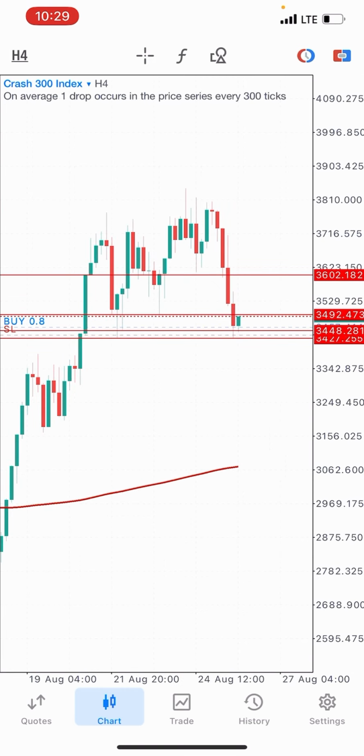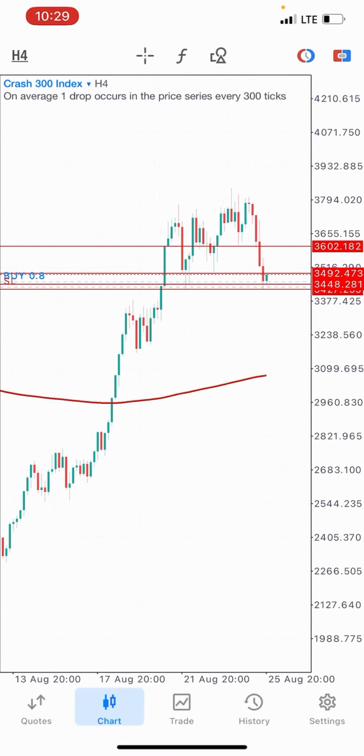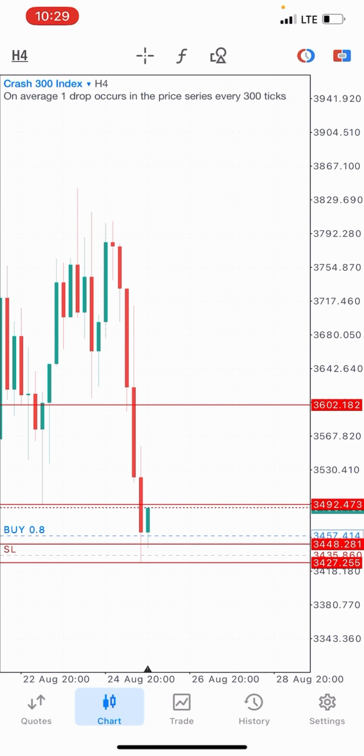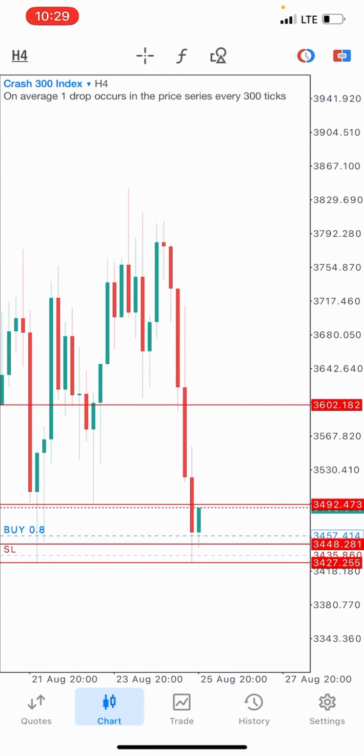The only work of this MA is to let me know the trend, the market trend, if it's an uptrend or a downtrend. For those that don't know how to use MA to determine the market's trend, I'll let you know how to use MA to know if you're in a downtrend or an uptrend.